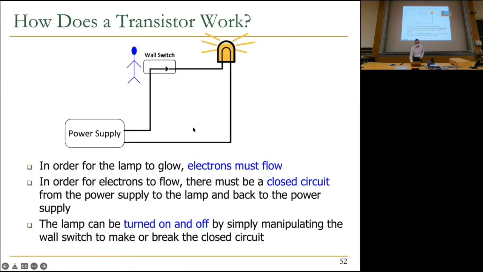At some point, you go back and press the wall switch again or flip it back, and then electrons stop flowing because you have an open circuit. Basically, you can replace this wall switch with a single transistor. That's it. A transistor is the same as a wall switch from our perspective, so that we can build logic on top of it. Let's take a look at it.